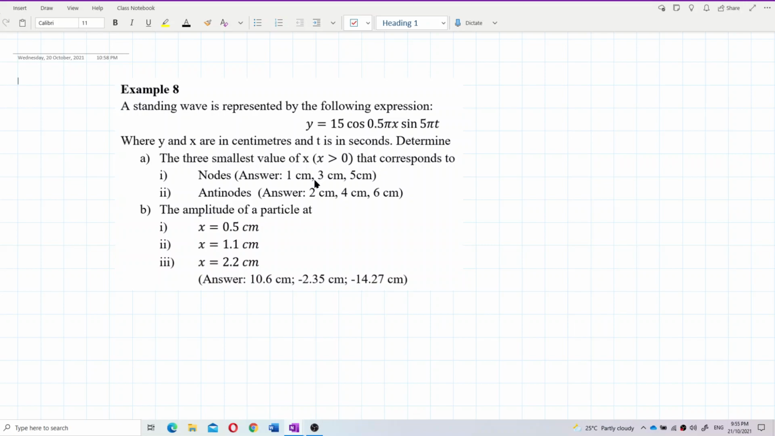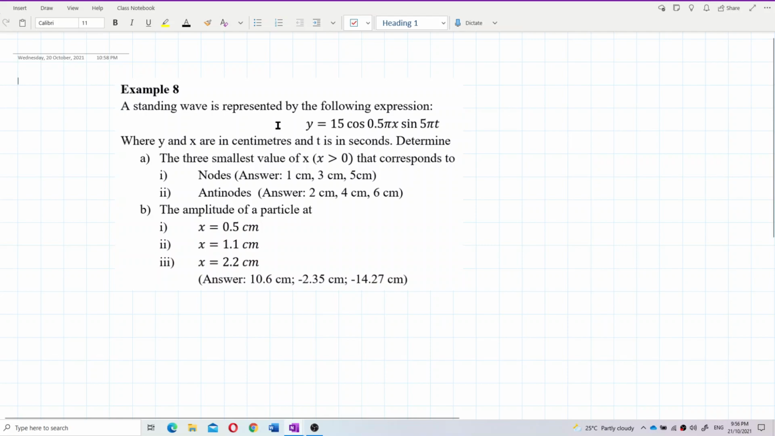Okay, now a standing wave is represented by the following expression: y equal to 15 cos 0.5 pi x sine 5 pi t, where y and x are in centimeters and t is in seconds. Determine the three smallest values of x, where x must be more than 0, that correspond to the nodes and antinodes. Later on, find the amplitude at different x positions.